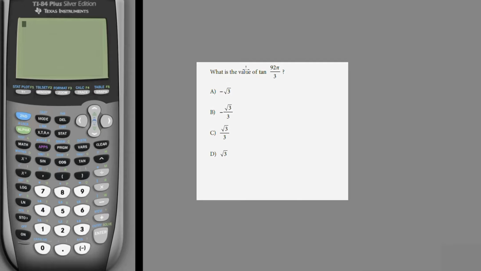So let's input this in the calculator. The question we have is tan. In fraction, press math, go to number, scroll up. This is the fraction I'm looking for, enter. So we have 92 pi, bring up pi by pressing second and this button, over 3. So that's it. Close the bracket, very important. Press enter. So we have the output to be minus 1.732.